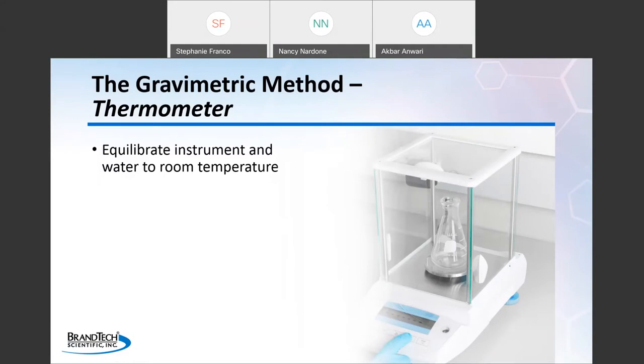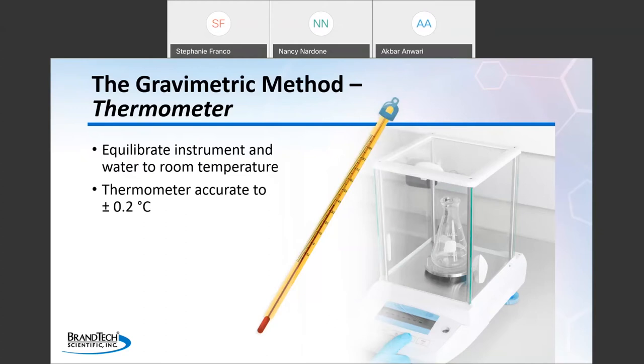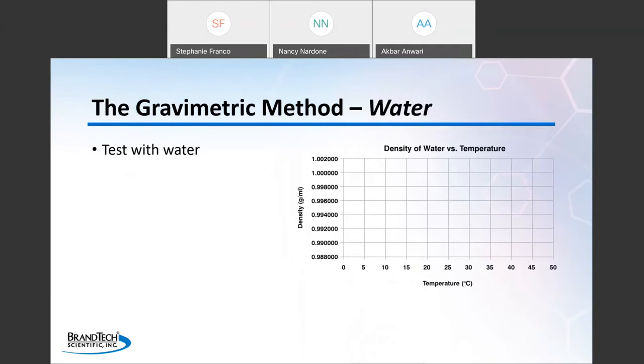Additionally, the temperature that the testing is conducted at must be recorded using a thermometer that is ideally accurate to, again, plus or minus 0.2 degrees Celsius. The temperature needs to be recorded because of the effect of temperature on the density of water. So, water is used for the gravimetric method of testing and calibrating all volumetric instruments. When a volumetric instrument is calibrated at the manufacturer or any time after, it's done using water. So, an important note here that a quick check with whatever liquid is being dispensed at the time is not going to provide valid information on your instrument.